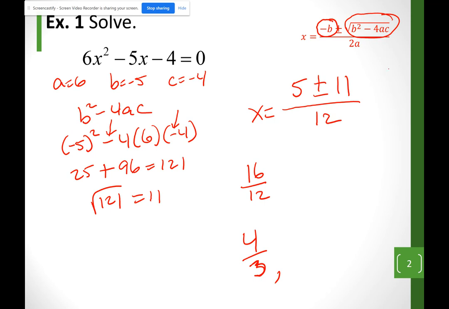Now consider on the top the minus sign now. 5 minus 11 is negative 6 over 12. I'm going to simplify that as negative 1/2.